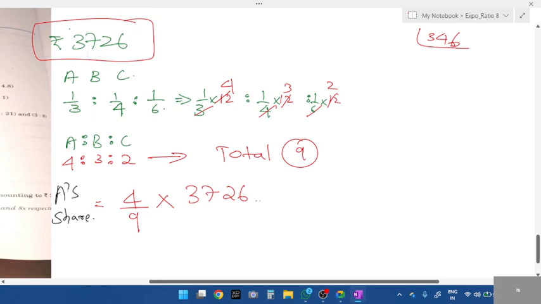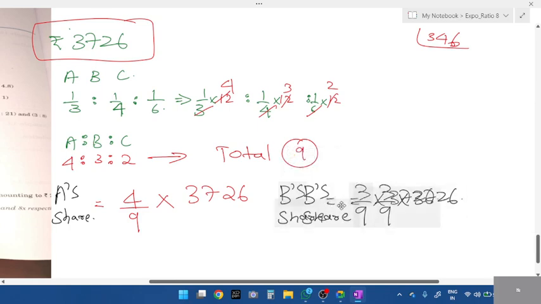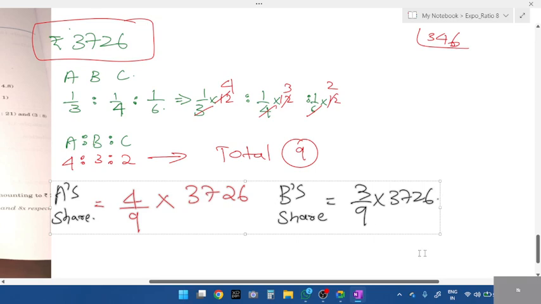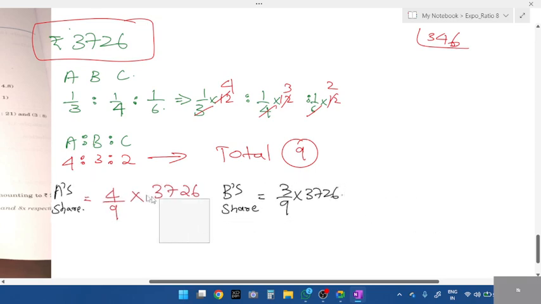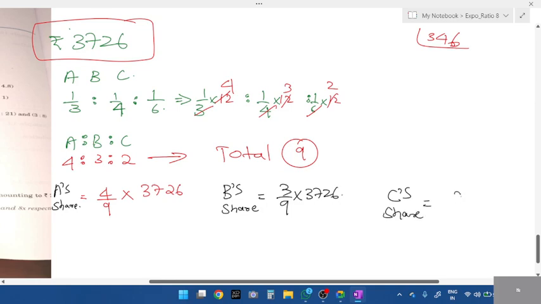All of you understood? Now tell me B's share. How do you write B's share, students? What is the fraction? 3 by 9 into 2 6. Yes, calculate the next one. C's share. Whoever completes, check the answer in the textbook. Convert into fraction. Multiply that fraction with the amount. That's it. Any question like this, do the same. Use the same method. C's share. 2 by 9.